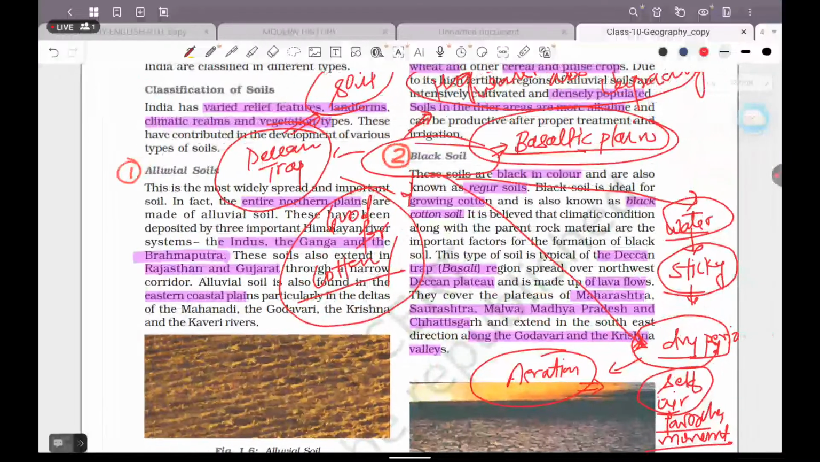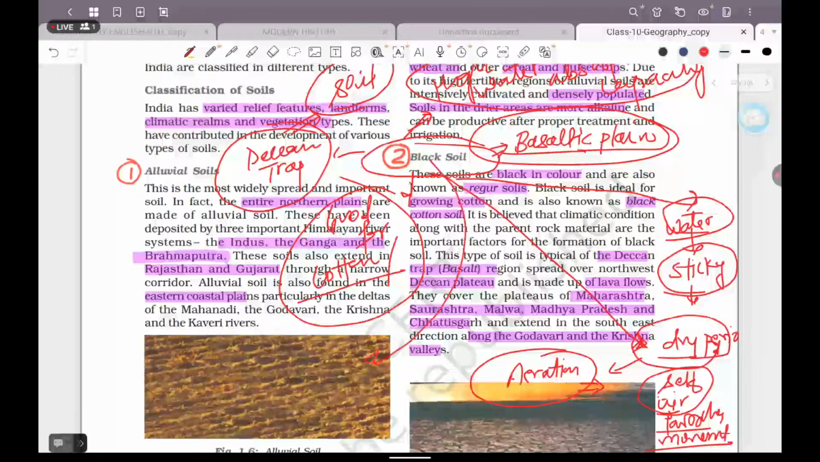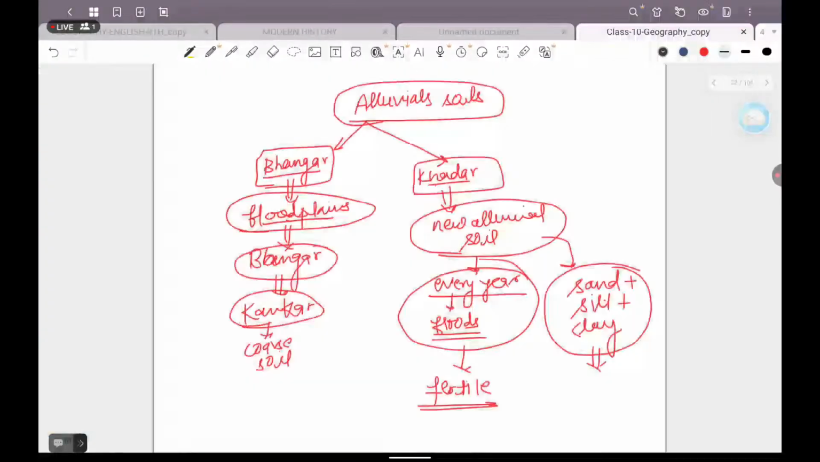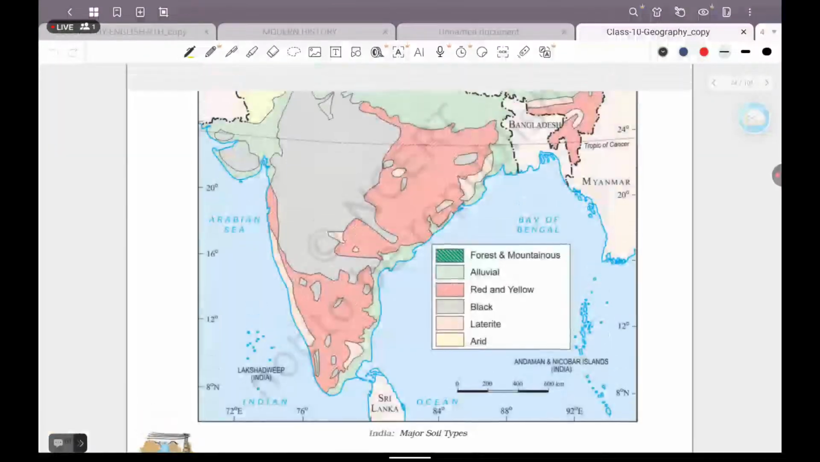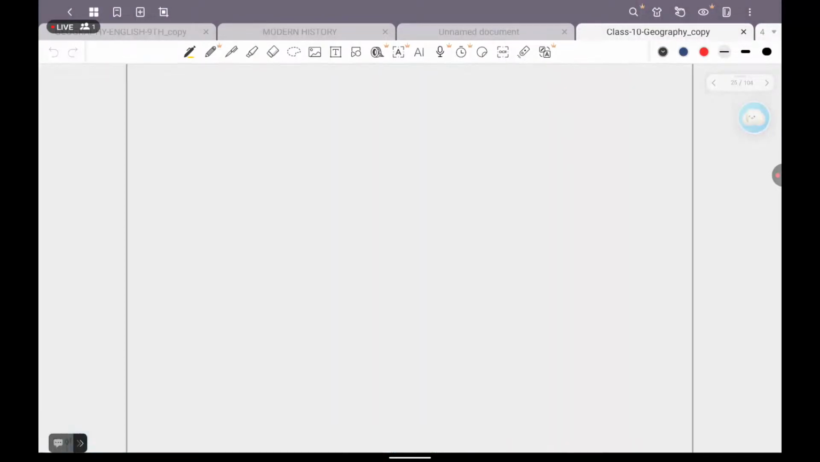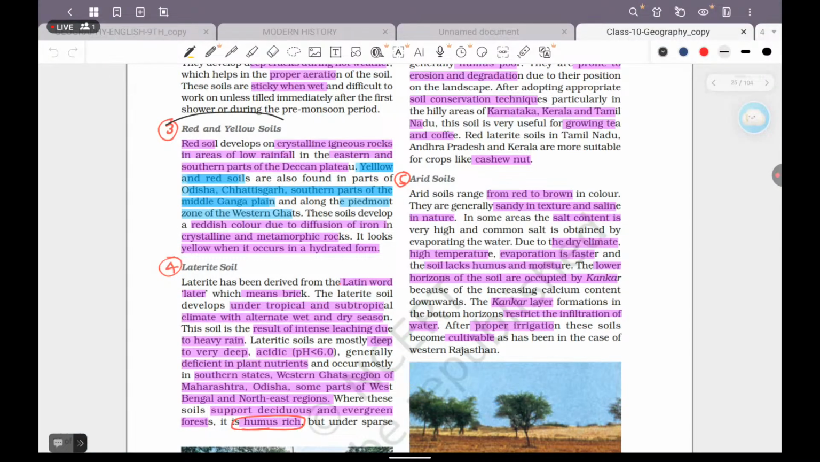And this black soil is rich in calcium, magnesium, lime and potash. So thus it is the black soil. And the third soil is the red and yellow soil.